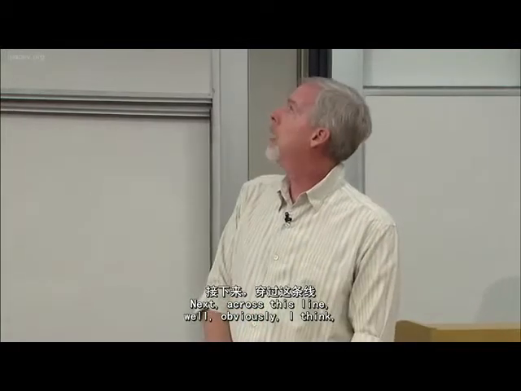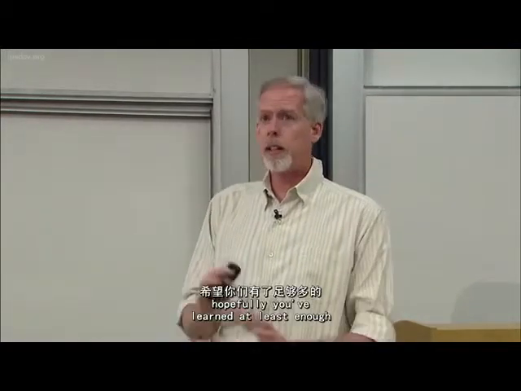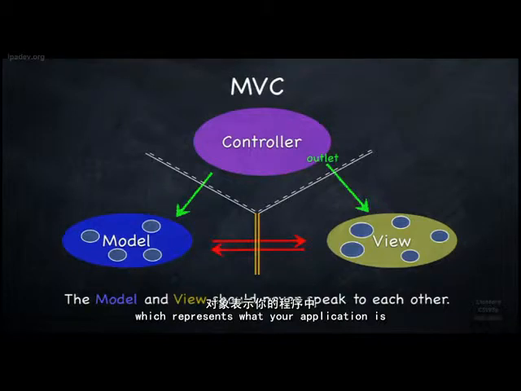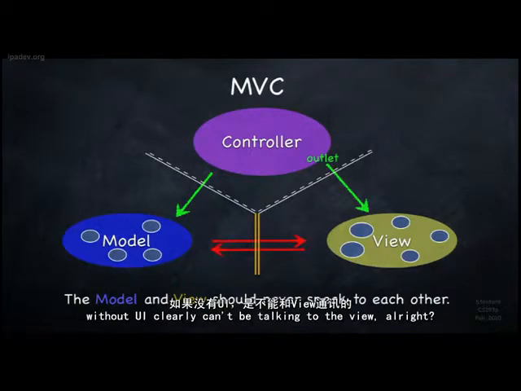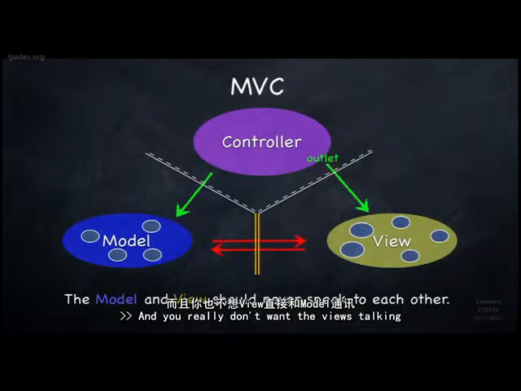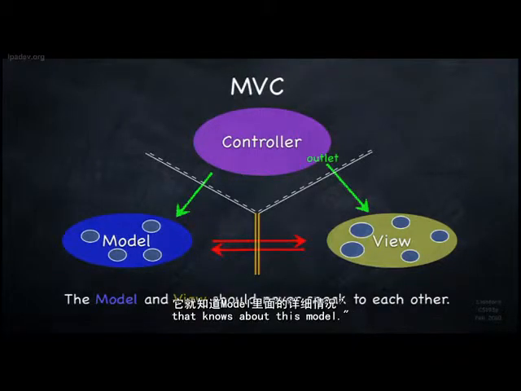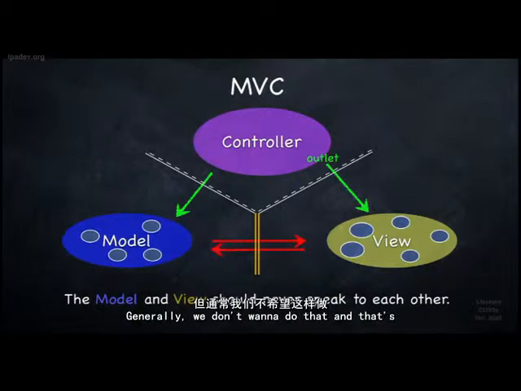Next, across this line. Well, obviously, I hope you learned at least enough from your object-oriented experience that the model, which represents what your application is without UI, clearly can't be talking to the view. And you really don't want the views talking to the model either. Some people will say, oh, no, that's okay, I can have a custom view that knows about this model. Generally, we don't want to do that.